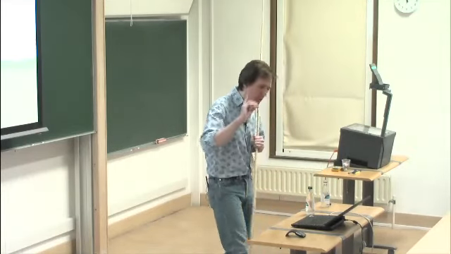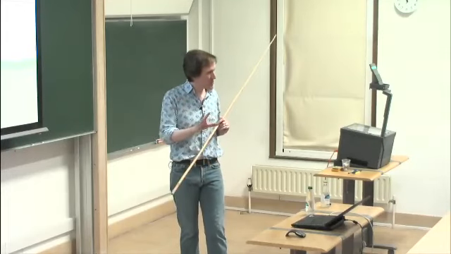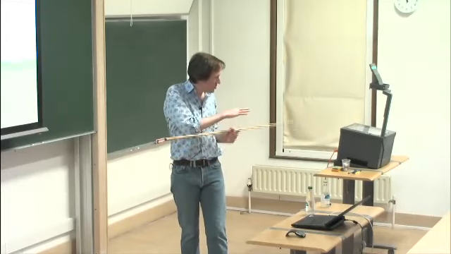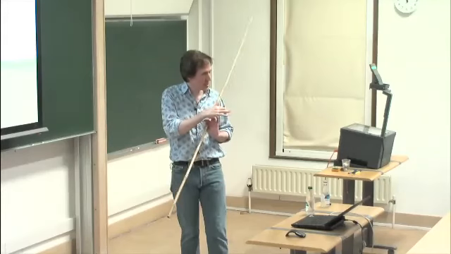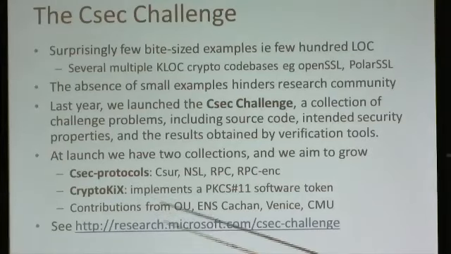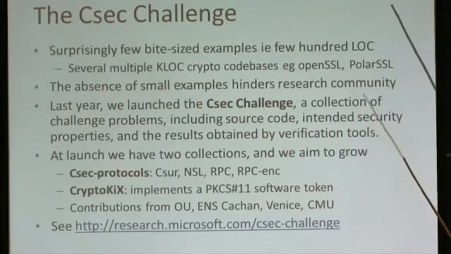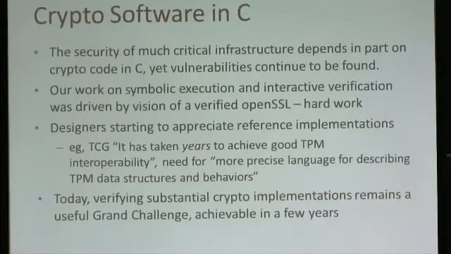Okay, very quickly, the CSEC challenge. We were frustrated by the absence of small chunks of code that one could try out these techniques on. So we launched a website last year called the CSEC challenge, where we're collating a bunch of small examples, and large examples actually, of crypto code in C, and putting them up for the research community, both in cryptography and in program verification, to see if we can find faster, more efficient, more automatic techniques to verify properties of them.